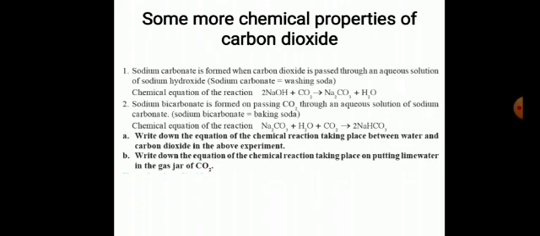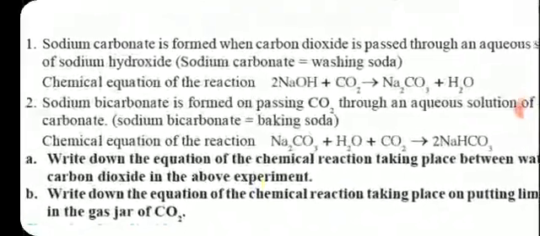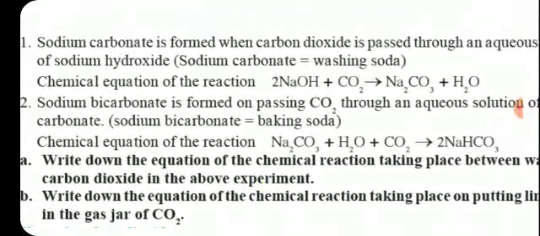Let us study some more chemical properties of carbon dioxide. Sodium carbonate is formed when carbon dioxide is passed through an aqueous solution of sodium hydroxide. Chemical equation of the reaction is 2NaOH plus CO2 gives Na2CO3 plus H2O. Na2CO3, that is sodium carbonate, is called washing soda.